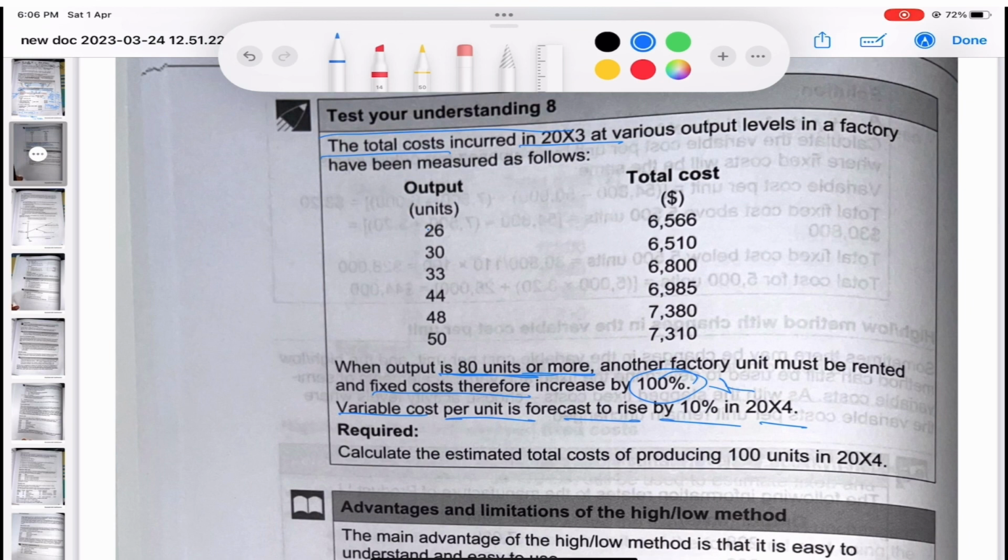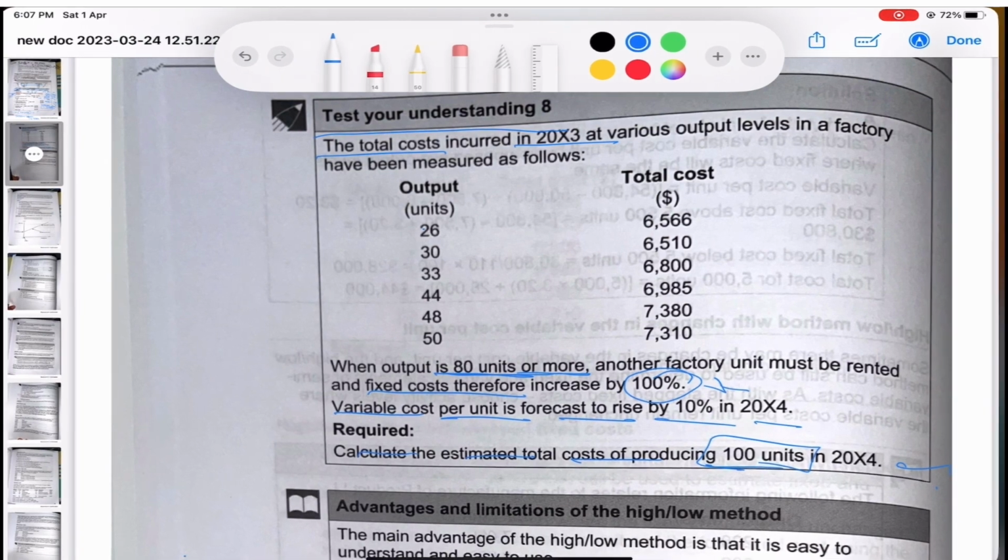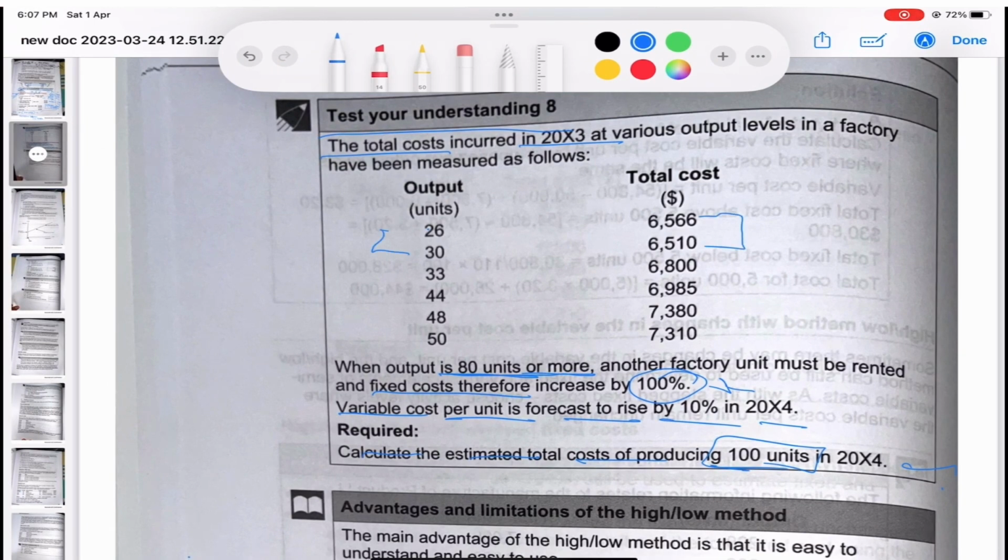That is also given in the question. So we need to find out the total cost of 100 units. So let's just normally find out our variable cost per unit and increase it by 10%, and let us also find the fixed cost and let us double the fixed cost. And how to find the total cost? The total cost would be the doubled fixed cost plus the new variable cost, which would be 10% more, multiplied by the number of units, which is 100. That's so simple. Let me just solve it. Now check it with me.